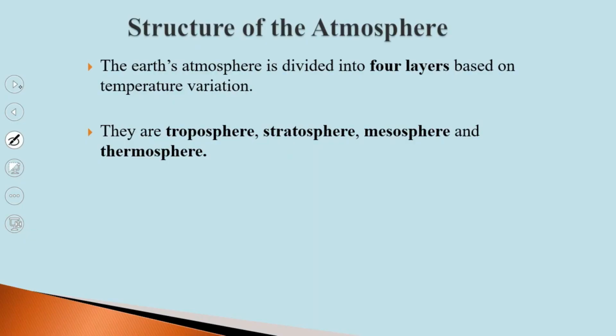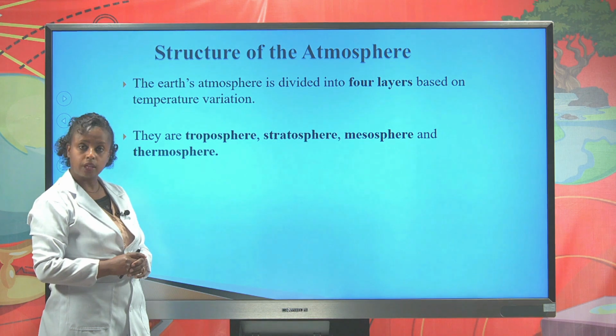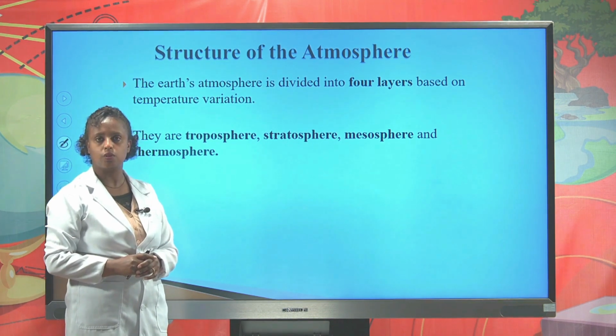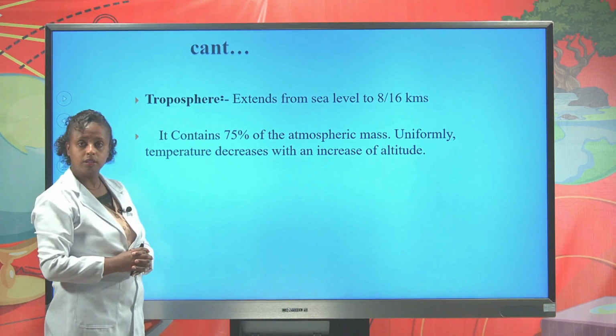Let us see the structure of the Earth's atmosphere. The Earth's atmosphere is divided into 4 layers. They are the troposphere, stratosphere, mesosphere, and thermosphere. These are the 4 layers of the Earth's atmosphere. Let us see each of them one by one.